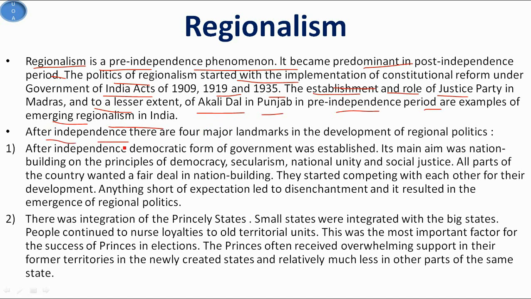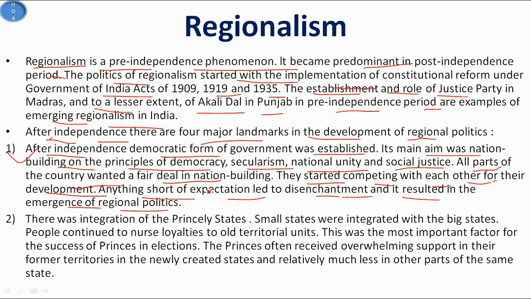After independence there are 4 major landmarks in the development of regional politics. First, after independence a democratic form of government was established. Its main aim was nation building on the principles of democracy, secularism, national unity and social justice. All parts of the country wanted a fair deal in nation building. They started competing with each other for their development. Anything short of expectation led to discontentment and it resulted in the emergence of regional politics.